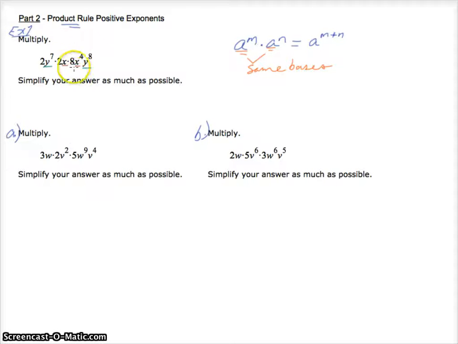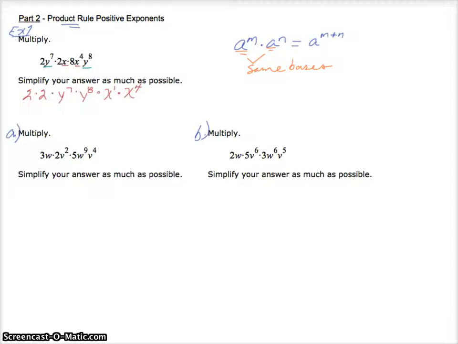So what we want to do is rearrange this because we're actually going to multiply our constants as well. So let's rearrange it. We're going to have 2 times 2 times y to the 7th times y to the 8th times x, and now when I just have one x, it's x to the 1st power times x to the 4th power.